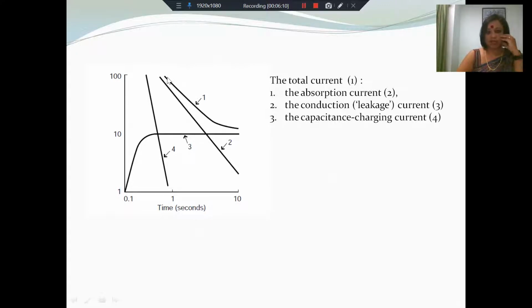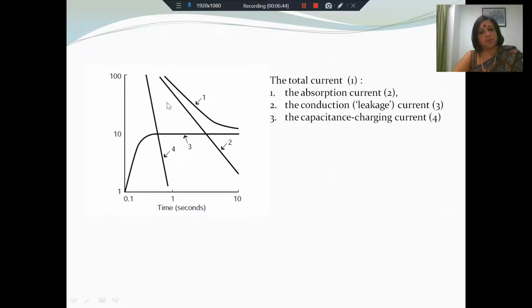The total current that you will see is given by plot 1. This is given in terms of magnitude versus time. As you can see, initially this is the current that we are looking at from time scales of 1 second to 10 seconds. Initially, the current is very high, and then the current goes down and ultimately settles at a much lower value. Now, if this is the total current, this can be considered to be composed of several components, 2, 3, and 4.